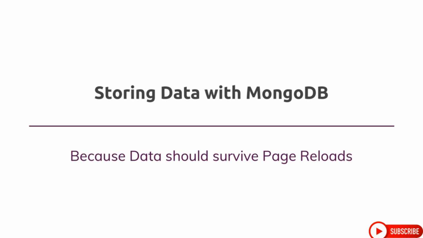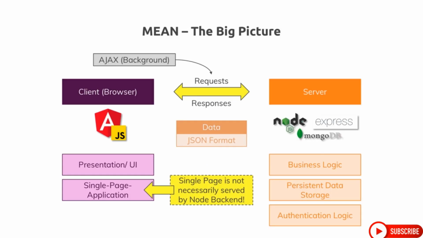We need to persist data on the server instead, so that our users can load that data whenever they come back to our web page, even if they come back to it from different machines. It's a website in the end, right? So on our big picture here, we're now working on that MongoDB part on the right here and on that persistent data storage thing. This is what we'll dive into in this module. You will learn what MongoDB is and how you can conveniently use it from within a Node.js backend.